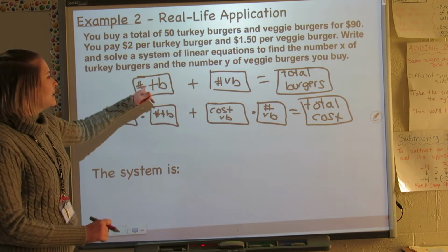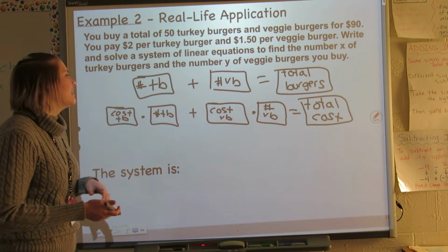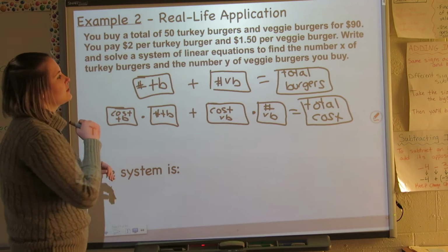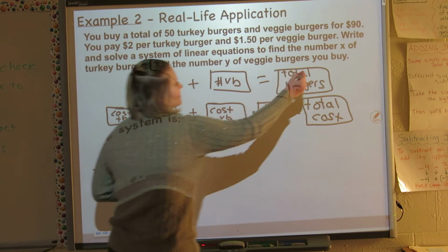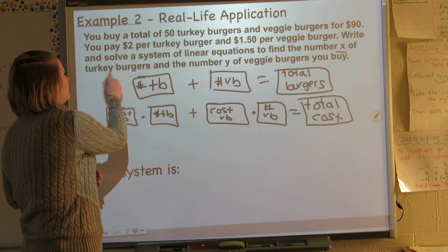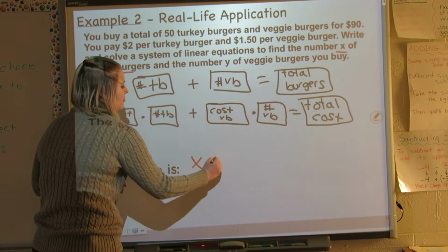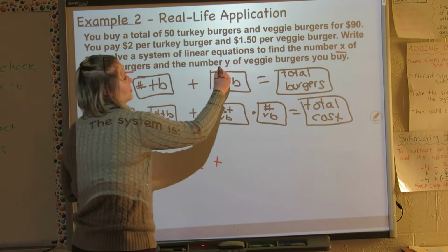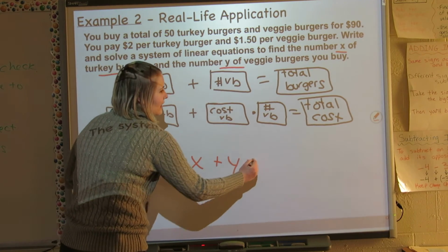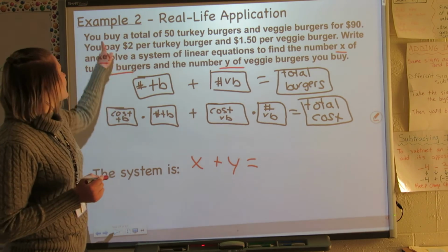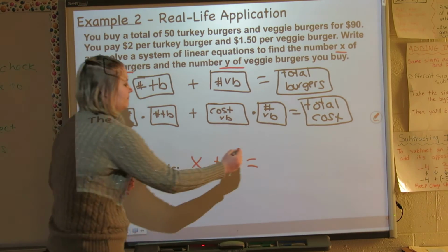So I'm going to replace each of my boxes with its value. So turkey burgers is represented by X. It says X is the number of turkey burgers, plus veggie burgers is Y, and it's equal to the total number of burgers, which is 50.